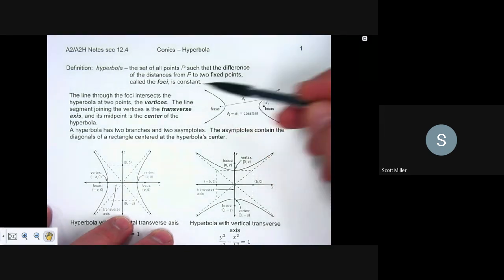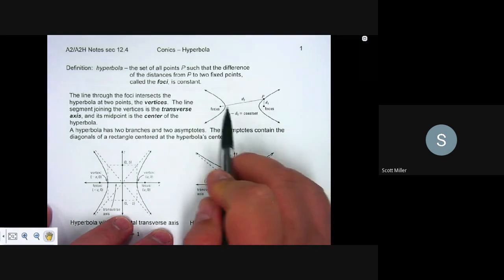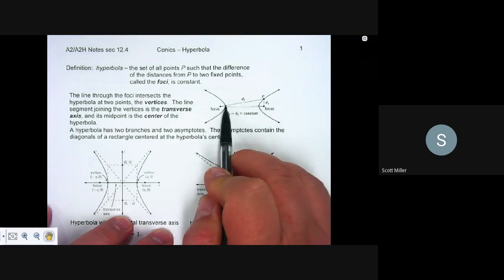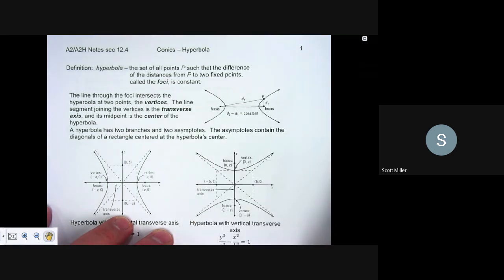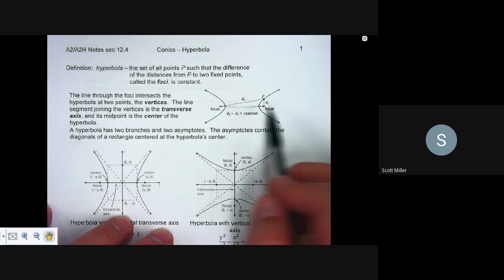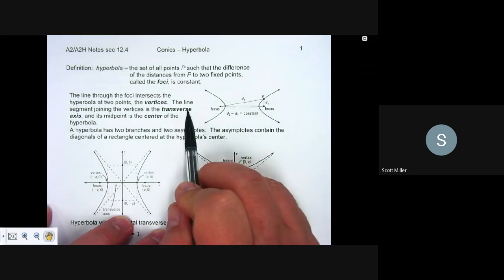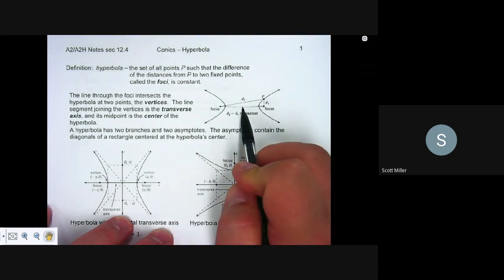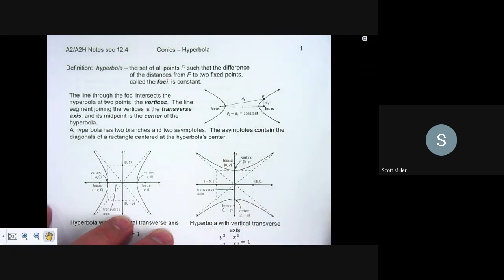The line through the foci intersects the hyperbola in two locations. So if I draw a line between these two, it intersects in two locations. Those two locations are called the vertices. The segment that joins them is called the transverse axis. And the midpoint is the center of the hyperbola. So right here in the middle is the center of the hyperbola.